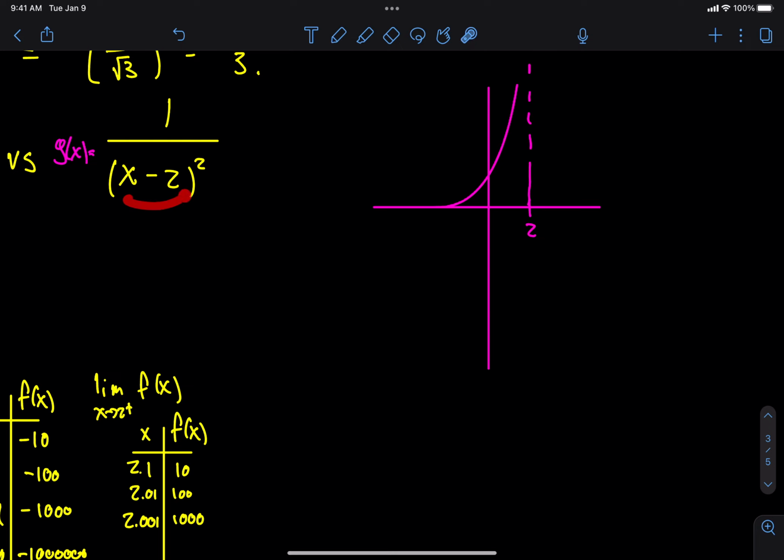Now let's try again on the other side. Well, it's going to be the same. In fact, this is an even function. So it's going to be symmetric about, it's not an even function, excuse me. It has a symmetry, is what I mean to say. It's a transformation of an even function. This is x to the minus 2, which is an even function. Move it over to the right 2 units. Still going to have a symmetry. It's just moved to the right. So it's going to look like this. Okay?